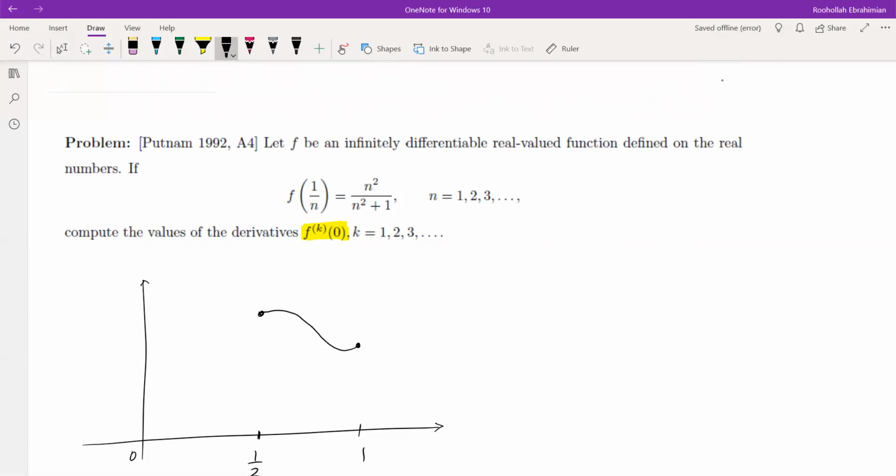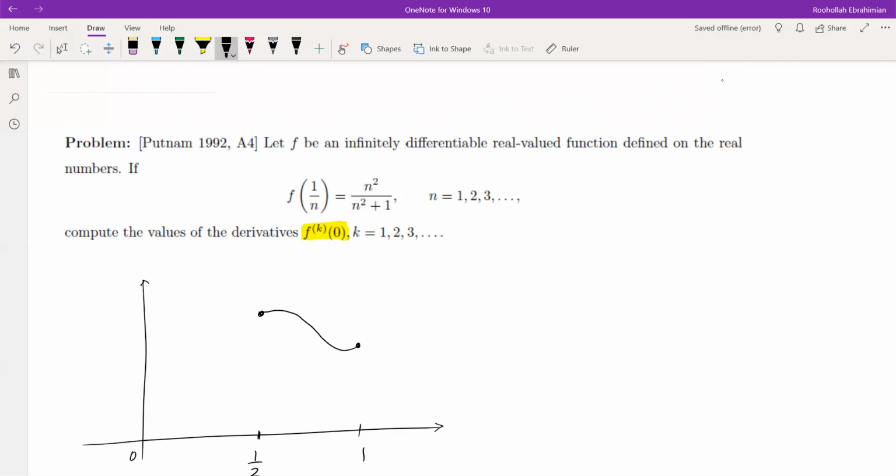I can't say, well, here's a function that satisfies this condition, and here are the derivatives of that function, therefore these are the answers. So there's a huge gap here. And given the way that Putnam problems are graded, you are not going to get much credit for a solution like that. This is not really a solution.